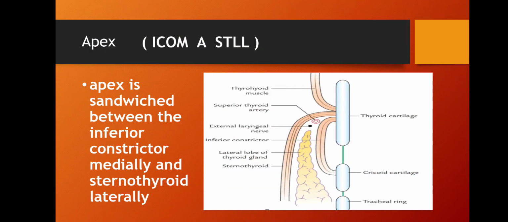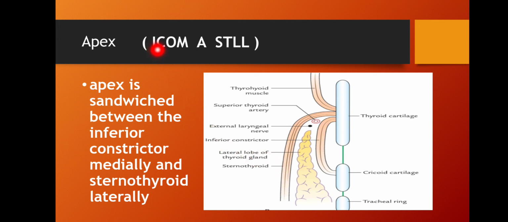Next, see in this picture. Which muscle is this? Inferior constrictor, right? Which side is it? Medial side. On the medial side there is one muscle, the inferior constrictor, and on the lateral side, what is the muscle? Sternothyroid. Which side is it? Lateral side. So this is the apex of the thyroid gland. Hence I can say that the apex of the thyroid gland is sandwiched between the inferior constrictor and the sternothyroid muscle.